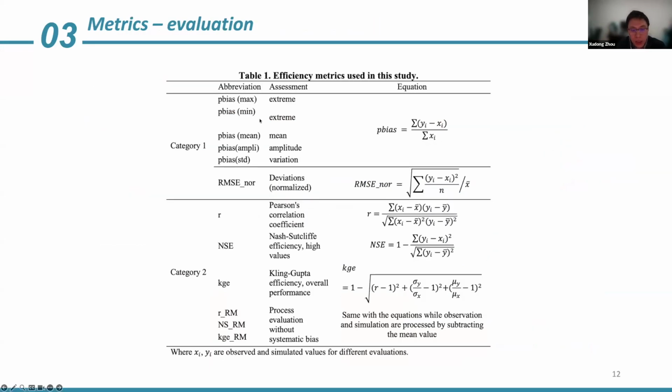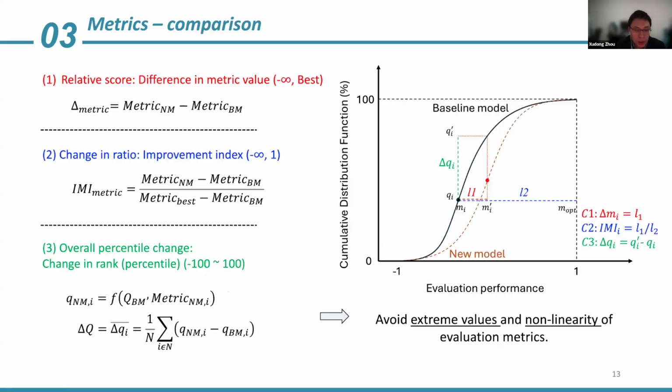And then we developed different metrics. Actually, this is a collection of different metrics, including the bias, the correlation, the NSE, KGE. So with all these metrics together, we can evaluate the model in a more overall way. And also we have developed the comparison metrics. We use 3 different kinds of metrics to compare which model is better.